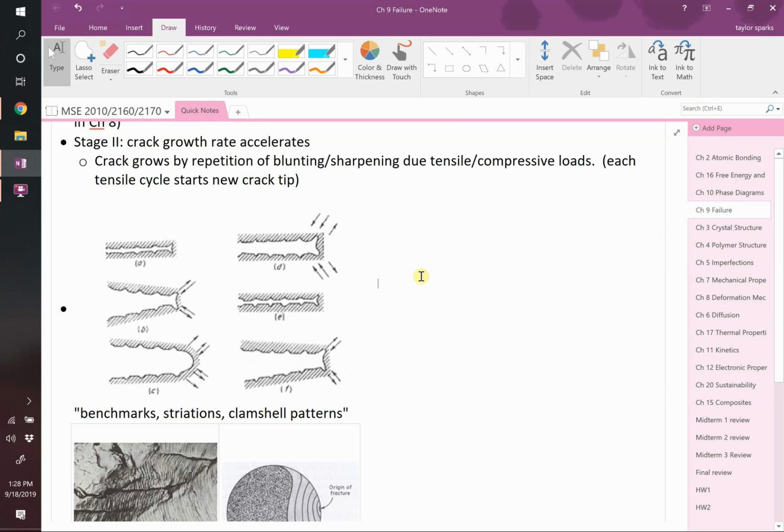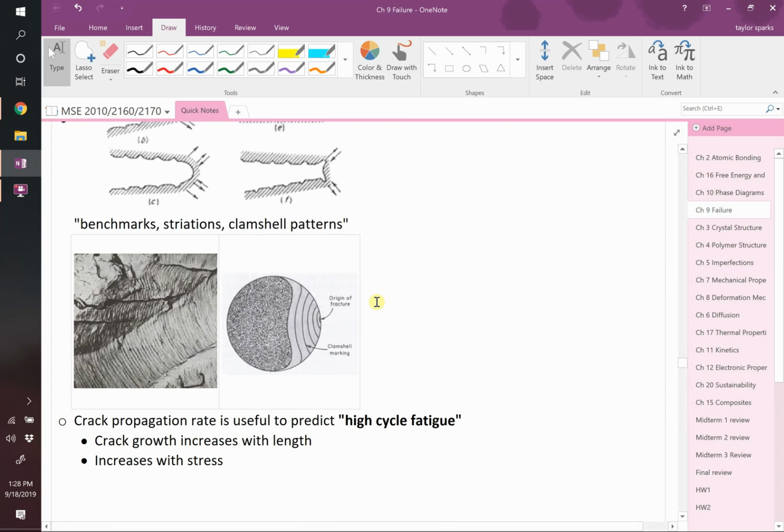Believe it or not, you can actually see these on things. They'll call them benchmarks, striations, or clamshell patterns, right? So this was your initial crack right there at that tip, and you can see these sort of grooves representing each cycle. They grow outwards until this total flaw size from here to here satisfied the right-hand side of Griffith's fracture equation. Once your flaw was that big, all of a sudden the fracture toughness of the material wasn't big enough, and the whole thing broke spontaneously. It didn't take additional cycles for it to break. It snapped at that point.